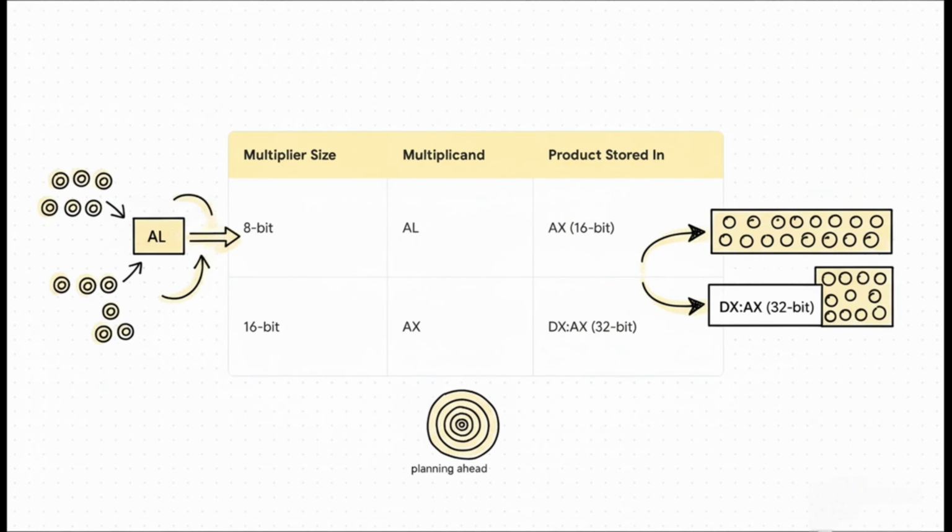Multiplication is where things get really cool. The processor just knows that when you multiply two numbers, the result might get a whole lot bigger. So as you can see here, if you use the MUL instruction to multiply two small 8-bit numbers, it's smart enough to automatically store the result in a larger 16-bit register. And if you multiply two 16-bit numbers, it uses two registers together to hold the potentially massive 32-bit result. It's literally planning ahead for the answer to be big.